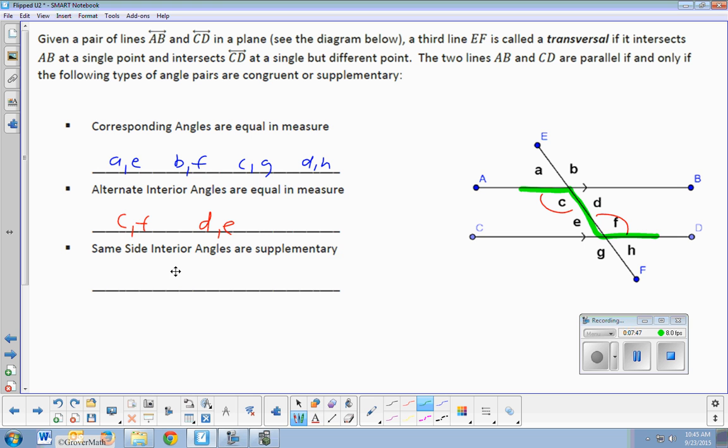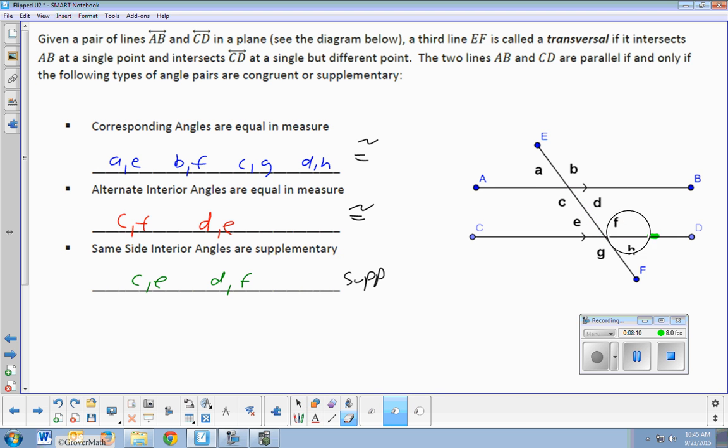And then lastly, same side interior, that's going to be C and E and D and F. Now, these corresponding are congruent, and alternate interior are congruent, but same side interior, that's a supplementary relationship. C and E add to 180, where C and F are congruent. C and G are congruent. So there's congruent relationships and supplementary relationships.